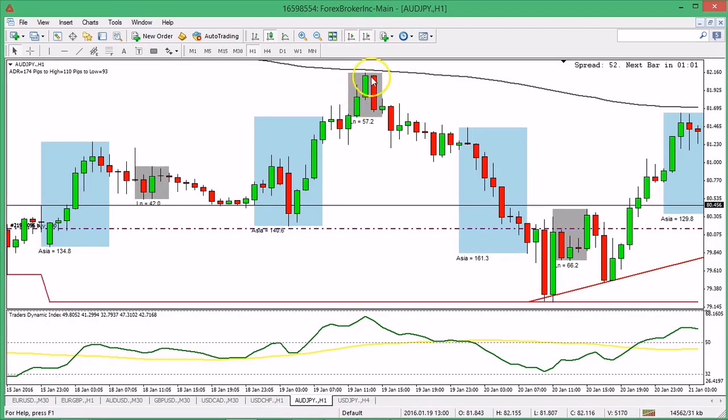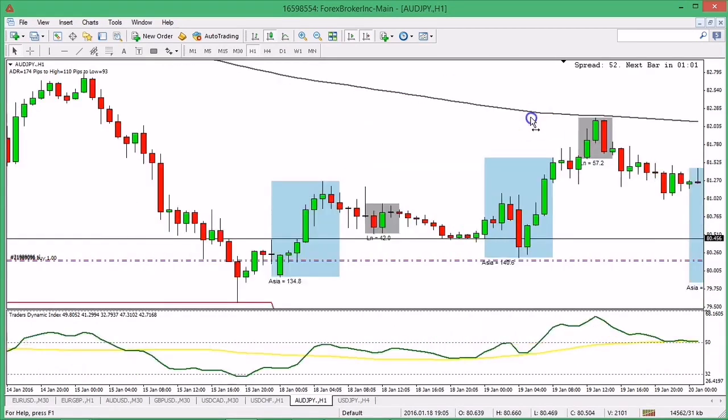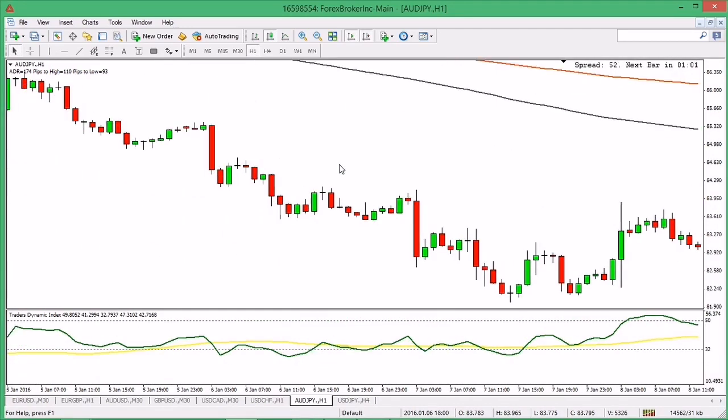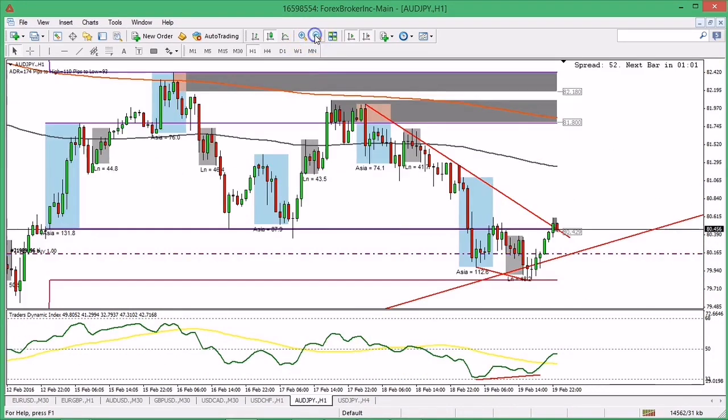Okay, so right here, we got a dark cloud cover. It engulfed the previous candle. We took in a sell in there. We're in the London session. It bounced off an average. That's the 200 on the hour chart, a very strong average. So we would have taken a sell in there. You can scroll back to your charts and you'll find them. Zoom out.